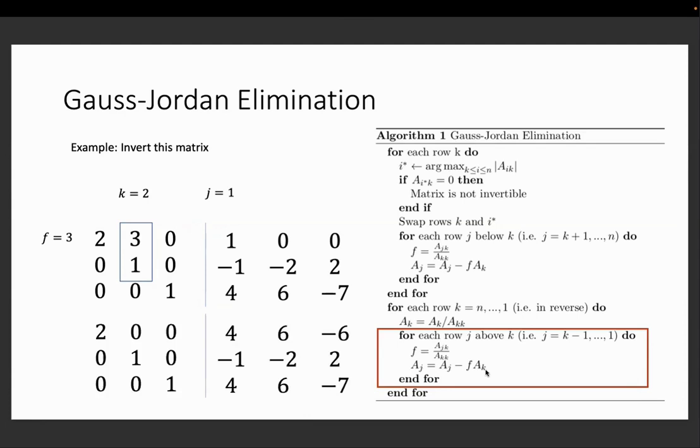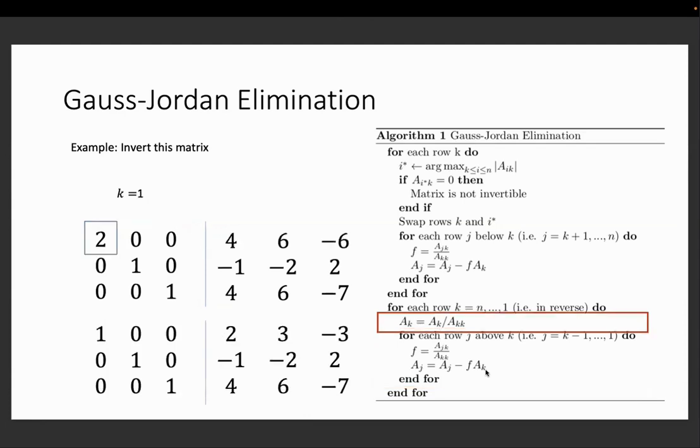And then finally, we have k is equal to 1, and we need to divide each element in the first row by akk, which is 2, to make sure that the first element in the matrix is equal to 1. So now we have the identity matrix on the left side, and on the right side we have the inverse of the matrix.